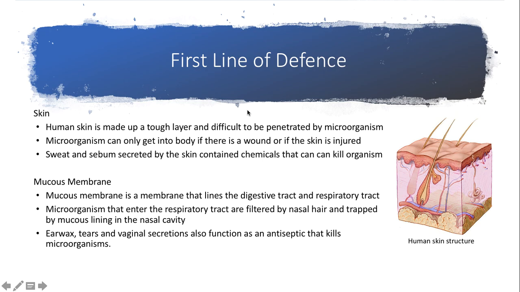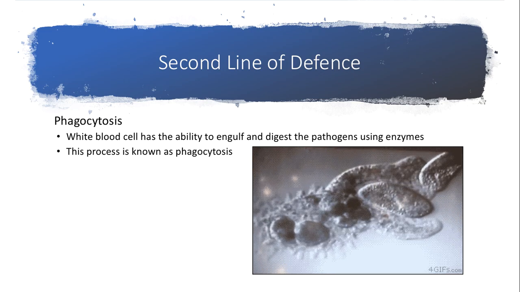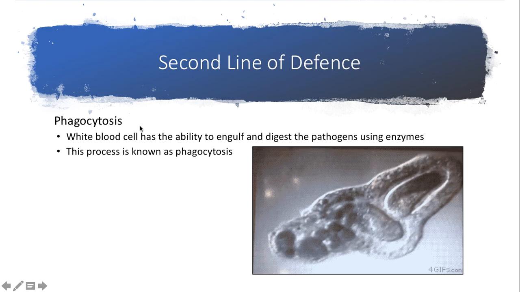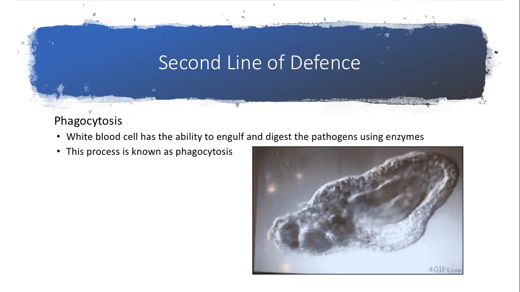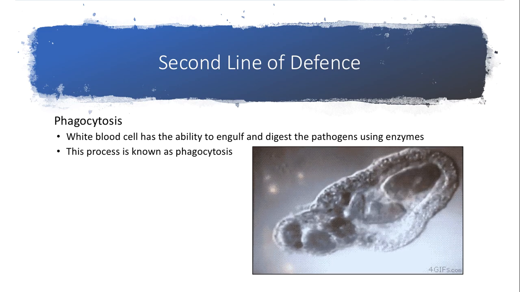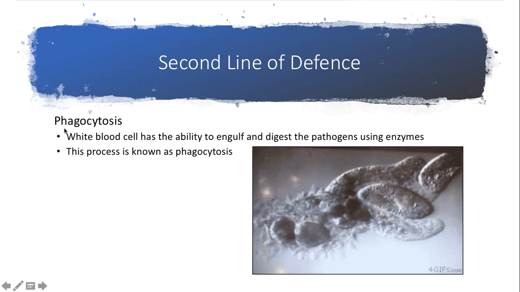Okay, so let's look onto the second line of defense. If the first line of defense did not manage to stop the pathogen from entering your system, we will have the second line of defense. Second line of defense ni involves a process called phagocytosis.